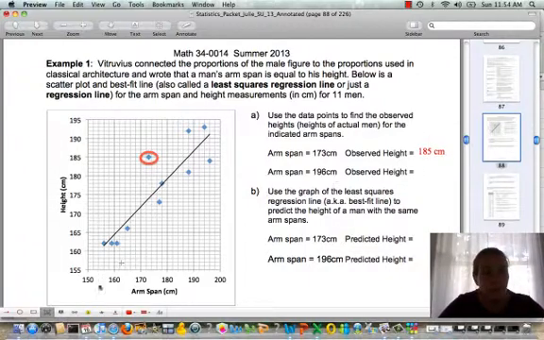Now for the man who is 196 centimeters tall, we know this is counting by twos, so we count over 192, 194, 196 is right here, and we come up and use this measurement right here. And that, if we come over, looks to be 184 centimeters. So these are what are called the observed heights because they are from the actual data.